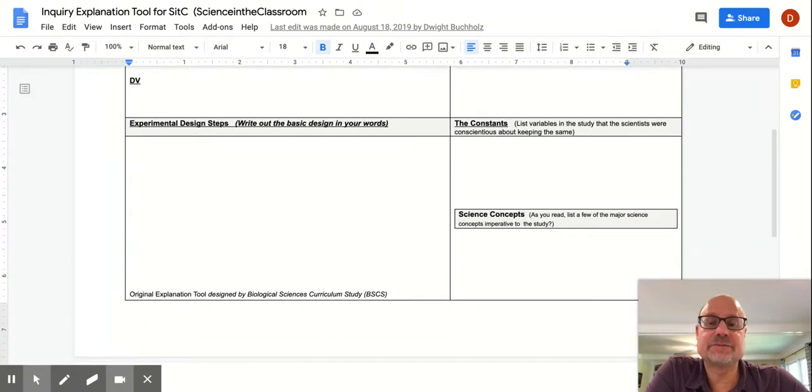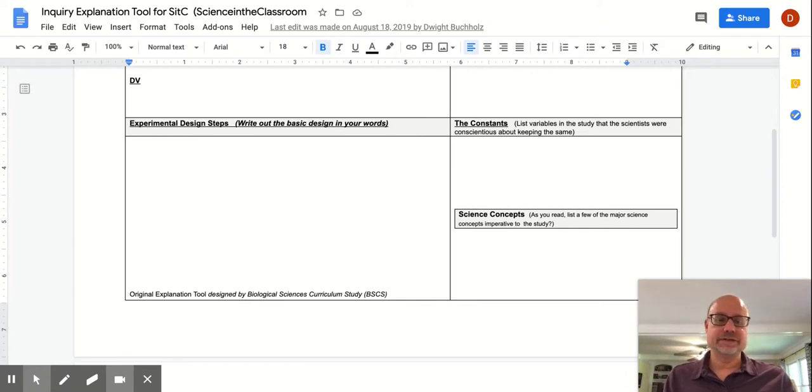Next, we have the experimental steps. This is the design or the procedure for the experiment. So, for instance, step 1 would be choose which food you wish to test. Step 2 would be place the shredded samples in test tubes with water and 20 drops of the indicator chemical, or something along those lines. But the experimental design steps is the step-by-step procedure of the actual experiment.